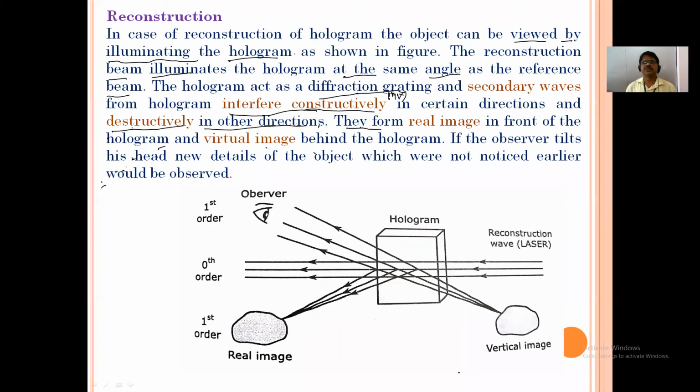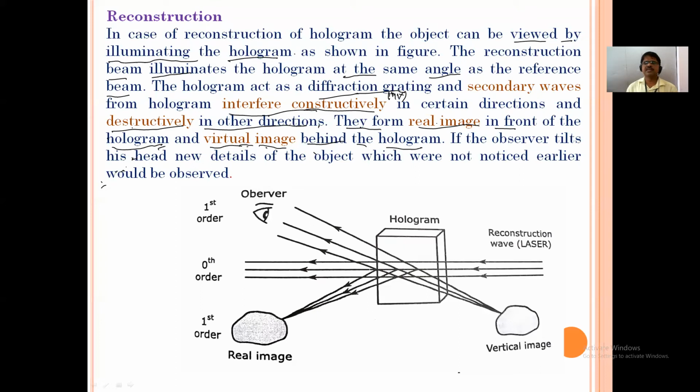They form real image in front of the hologram and virtual image behind the hologram. Full stop.